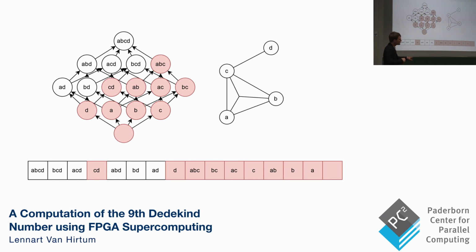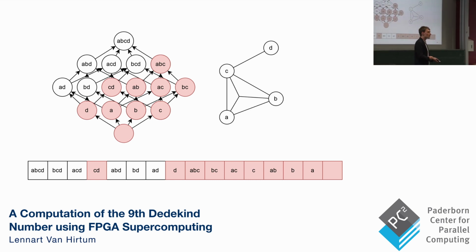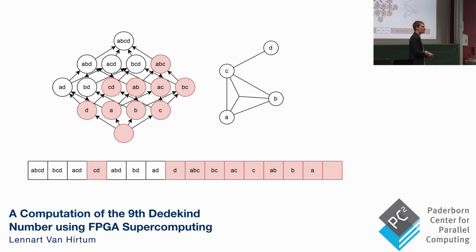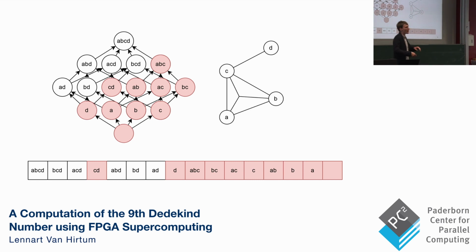Yes? Sorry, something minor I'm missing. In the first half of the talk, if it was monotone, so if CD was red, then ACD also. If CD was true, then ACD also had to be true, right? But you said something completely opposite to that now, right?